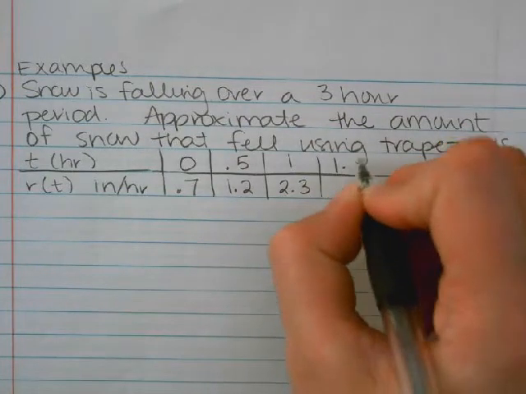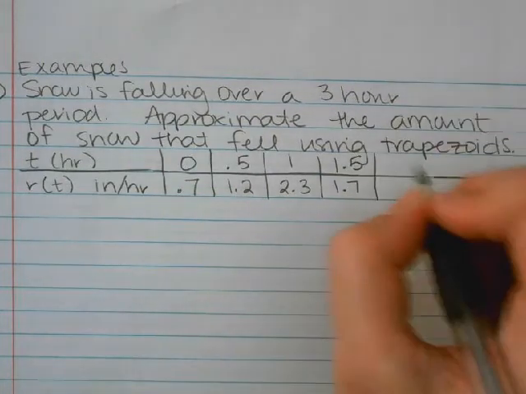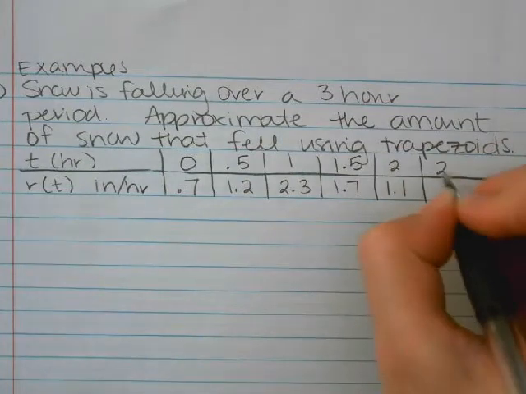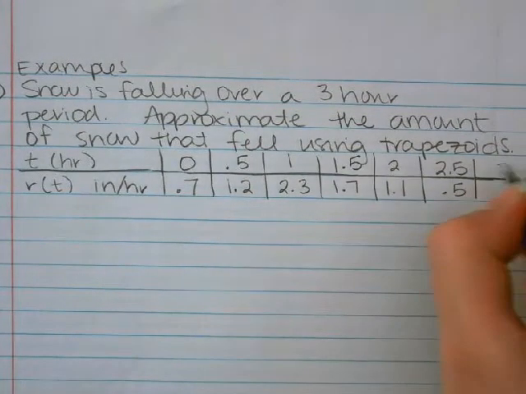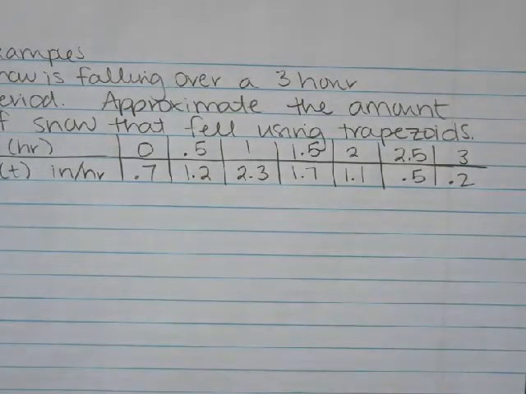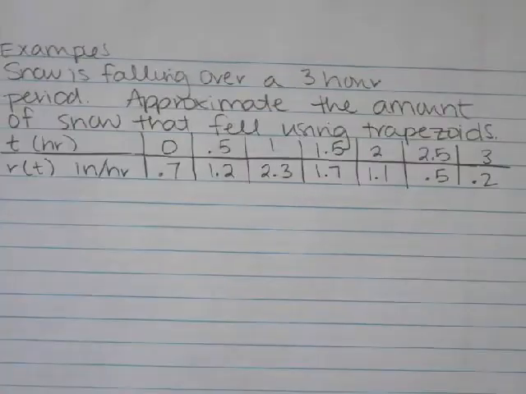At 1.5 hours, it's 1.7 inches per hour. At 2 hours, it's 1.1 inches per hour. 2.5 hours, it's 0.5 inches per hour. And then at 3 hours, it's 0.2 inches per hour. So if these are all the different rates of change that we have, then when we add up all those together, how much snow would have fallen?